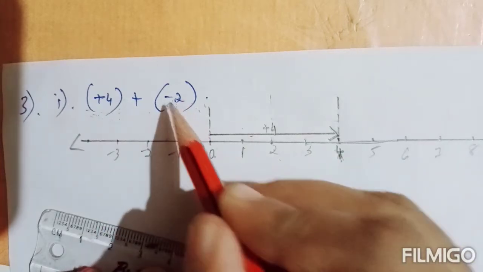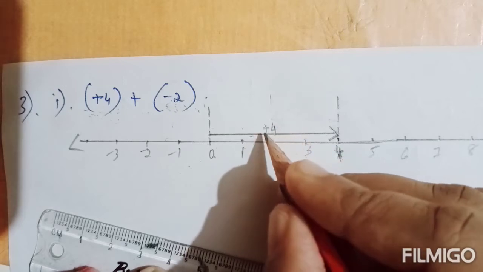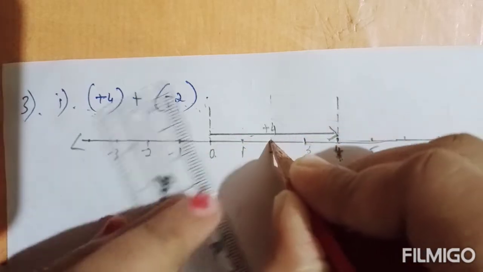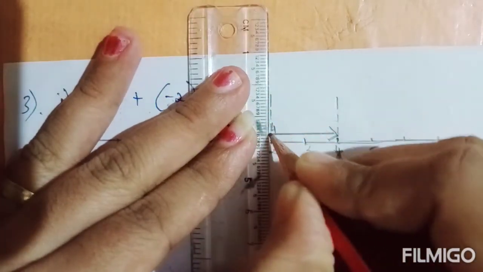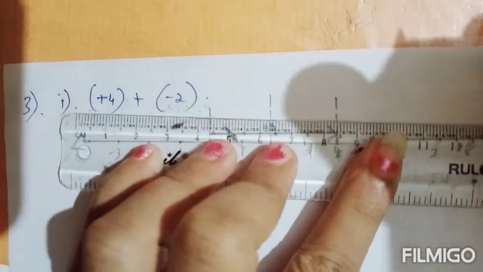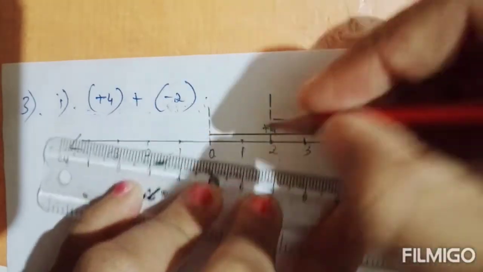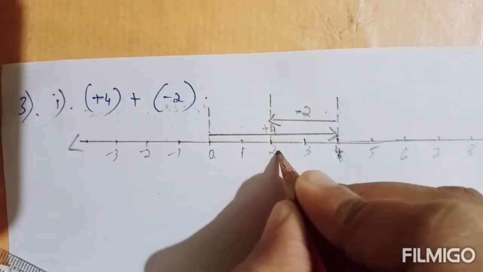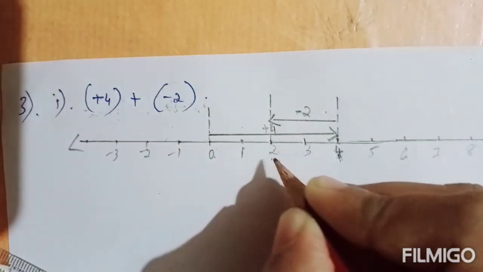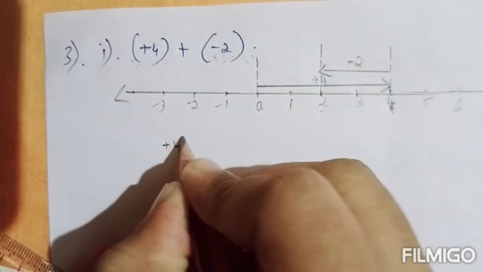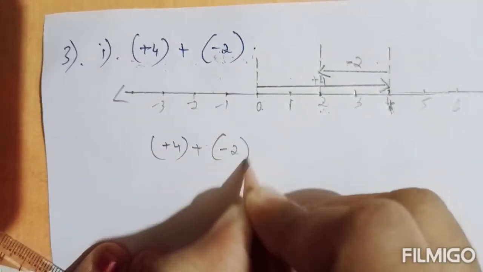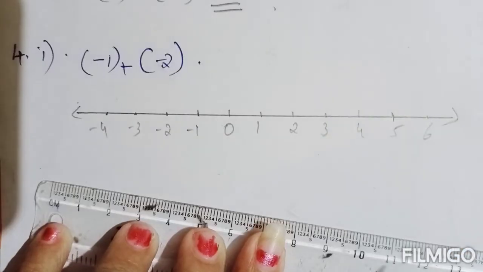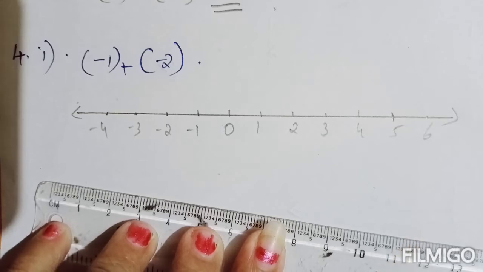Okay, since it is negative 2, you have to move to the left side. So this is 1, this is 2. You will reach at a positive 2. Okay, now you can draw an arrow mark. Like this, you can draw an arrow mark. This is minus 2. Okay, so where we reach at last, we reach at 2. So what will be the answer? Plus 4 plus minus 2. The answer will be positive 2. Okay. Now fourth question, first one. Minus 1 plus minus 2.